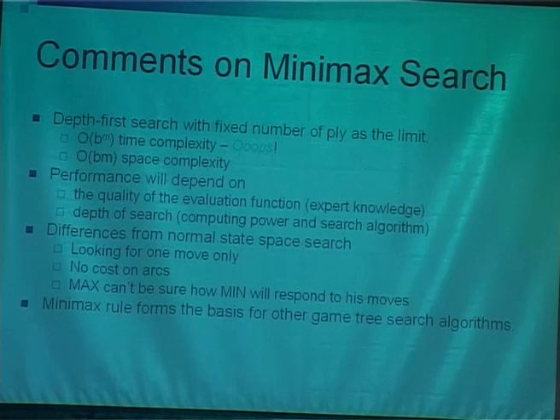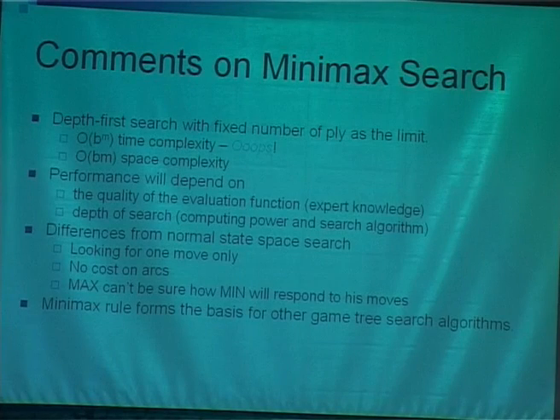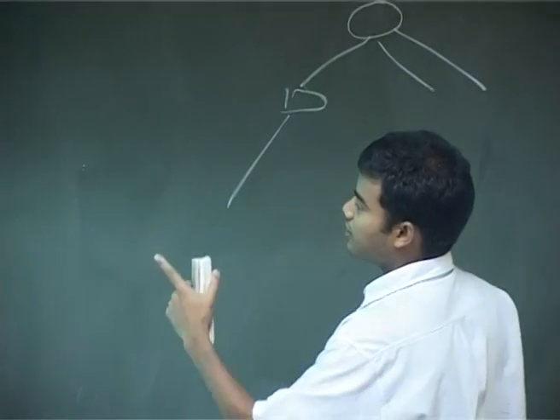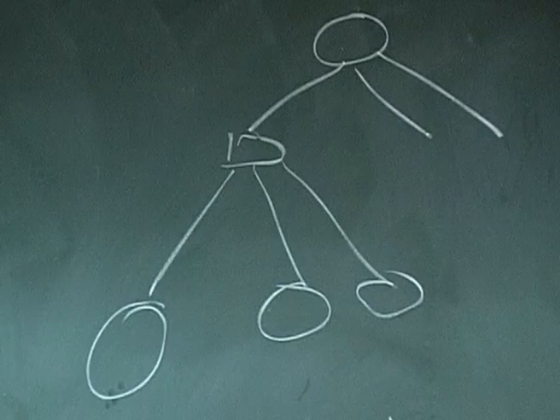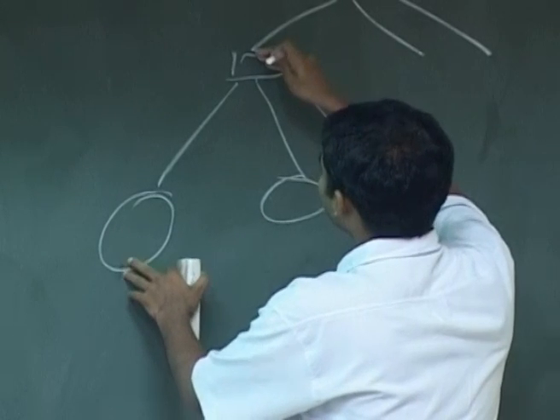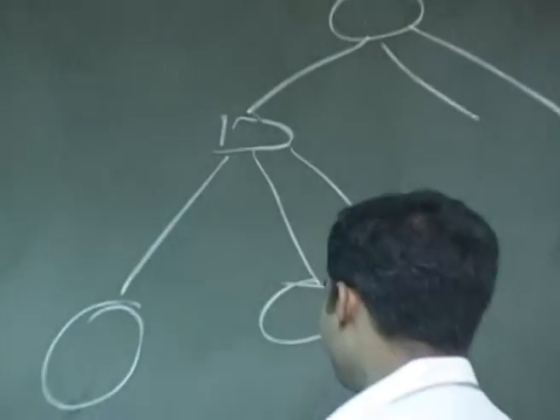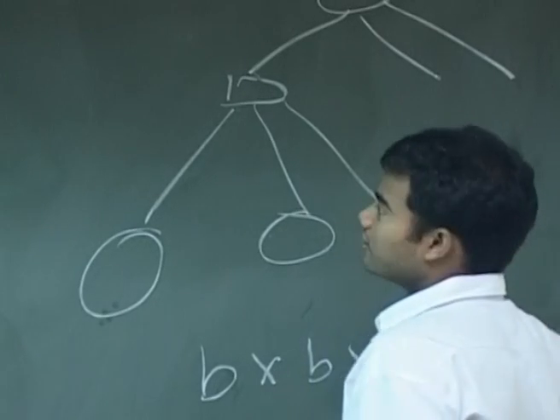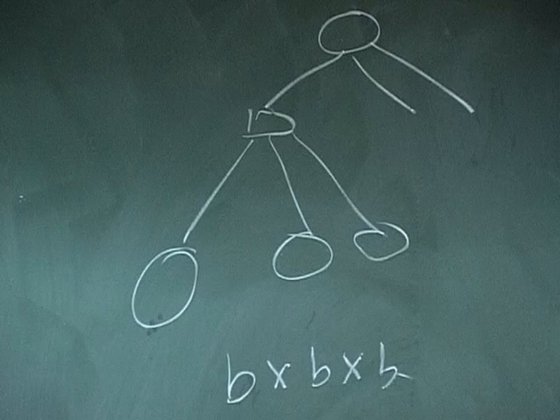So b to the power d, where b is the degree and d is the depth. This comes because we have to evaluate all the degrees for calculating the root node, and then again b into b going up to the left. In the worst case scenario, that is the complexity.